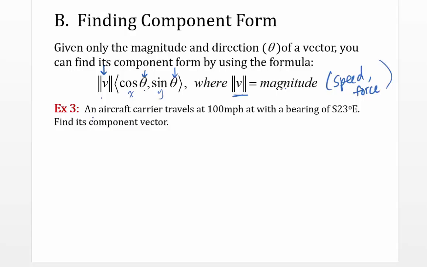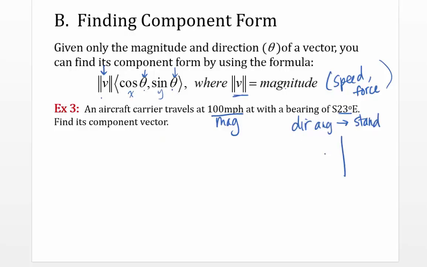So look at this. An aircraft carrier travels at 100 miles per hour, that's my magnitude, with a bearing of 23 degrees southeast. Find its component vector. All right, now in order to do this, this is where I was saying bearing and directional angle are the same thing. I've got to take that directional angle and convert it to a standard angle before I can go any further. This theta right here has to be in standard form.